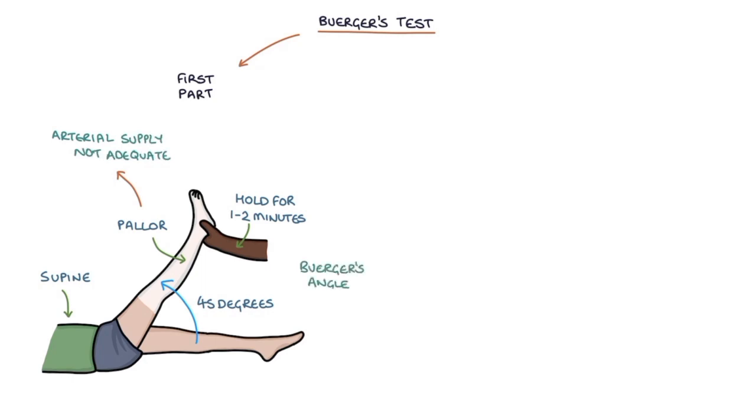Buerger's angle refers to the angle at which the legs turn pale due to an inadequate blood supply. For example, a Buerger's angle of 30 degrees means that when the leg is held at 30 degrees, it goes pale.